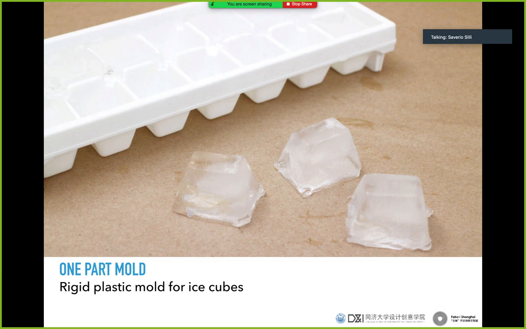Another kind of one-part mold is a rigid plastic mold and ice cubes. In this case, you have a mold that is very, very hard. It's not flexible. And you are also using a material that is hard as well, because water, when it turns into ice, it becomes hard. So you have two hard materials, one in the other. The way you can release your copy is by waiting a little bit until the surface melts a little bit and it can come out.